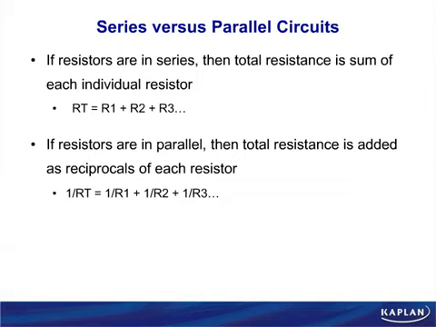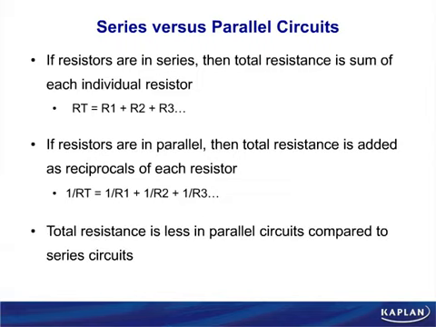So the total resistance is resistance 1 plus resistance 2 plus resistance 3. If resistors are in parallel, then total resistance is added as reciprocals. So 1 over total resistance is 1 over resistance 1, plus 1 over resistance 2, etc. Bottom line, here's all we really have to hone in on this step. Total resistance is less in parallel circuits compared to series circuits. And the systemic circulation is set up in parallel.